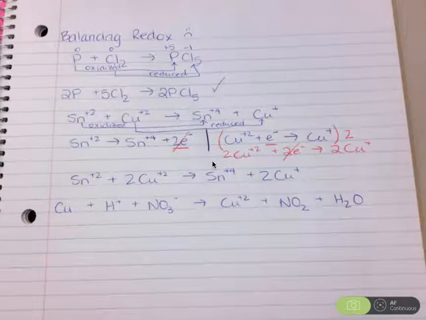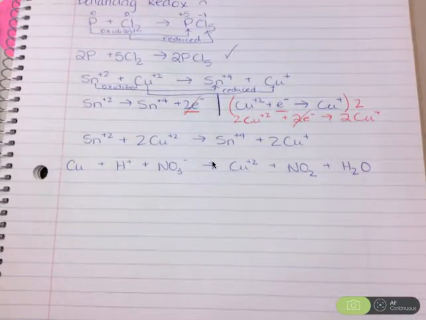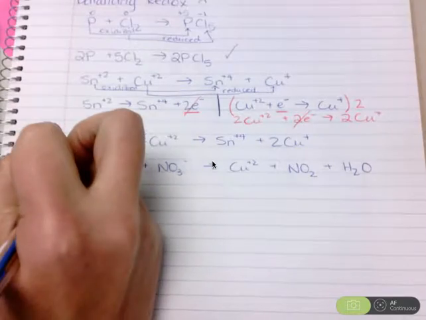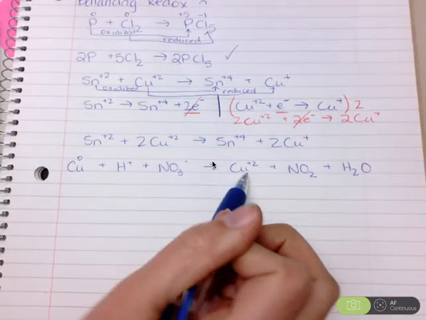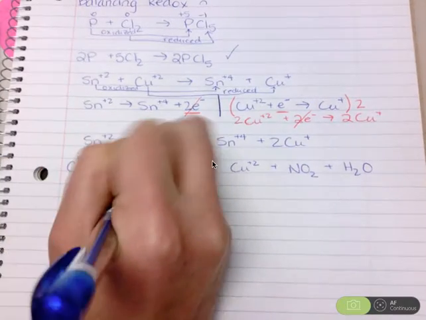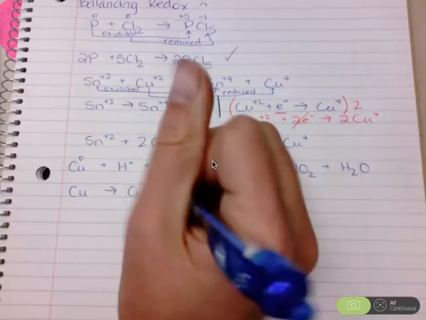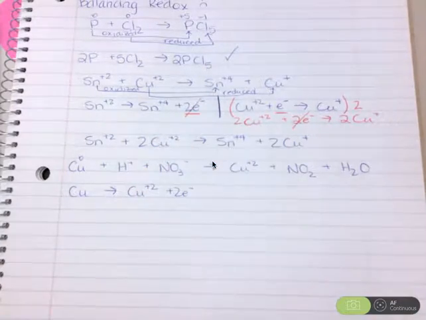So in this third example, we're going to split these into our 2 half reactions. Our first half is going to be the copper with a 0 state being oxidized to a copper +2. So Cu goes to Cu +2, and I need to add 2 electrons to balance that charge.